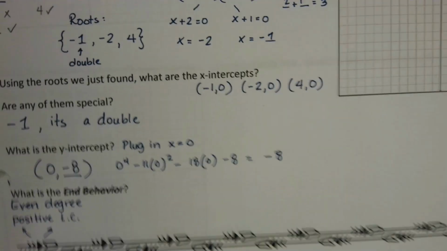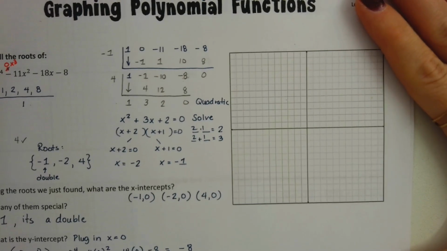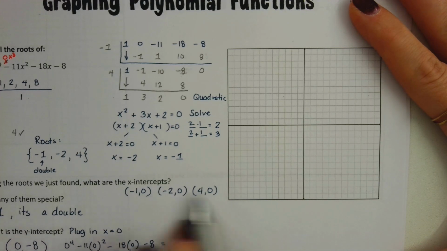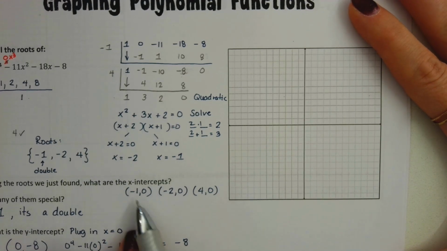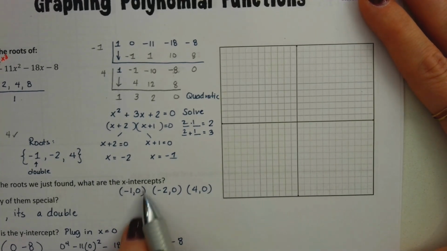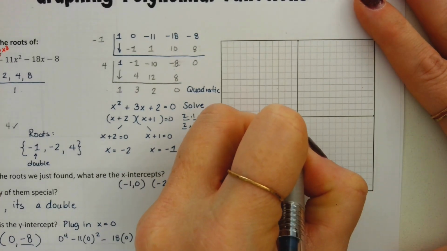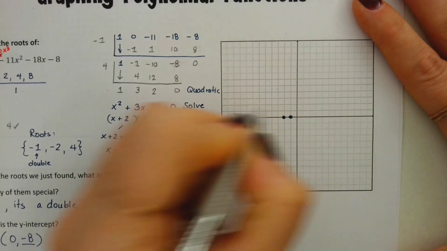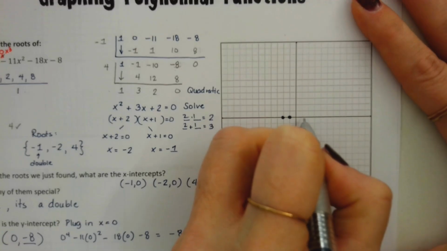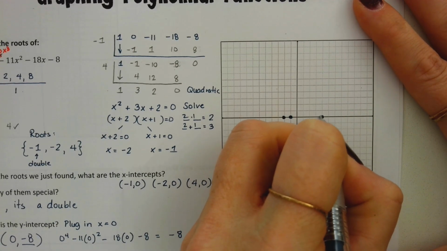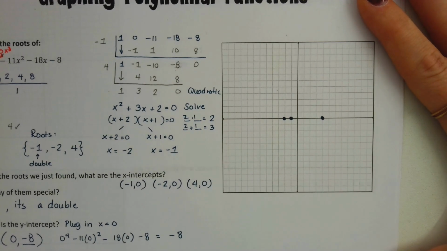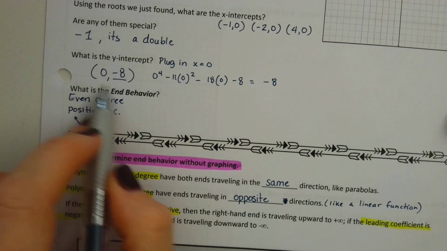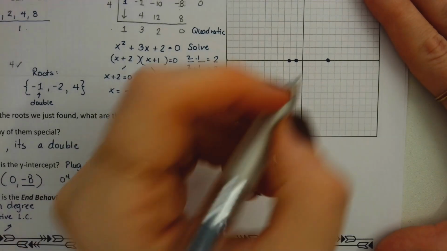Okay, just sketching it. So to piece together the graph, first thing we can graph is the x-intercepts that we found. All 3 of these were x-intercepts. So we can graph those 3 points. One is at -1, 0. We had another at -2, 0. And another at 4, 0. The next point we can actually graph is the y-intercept that we found. The y-intercept was 0, -8, so we can plot that.